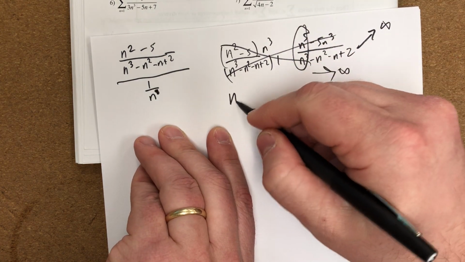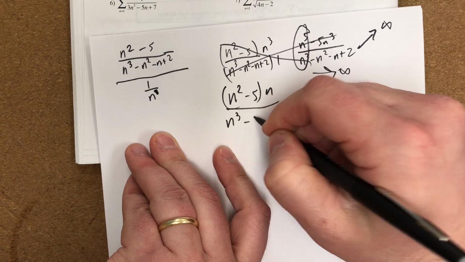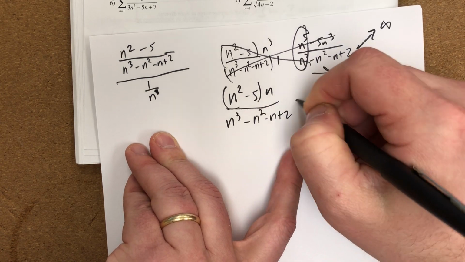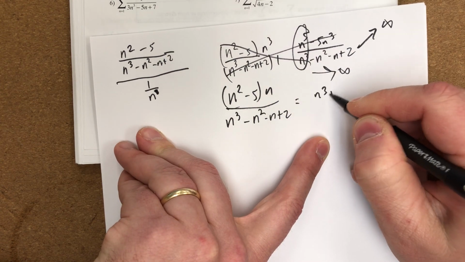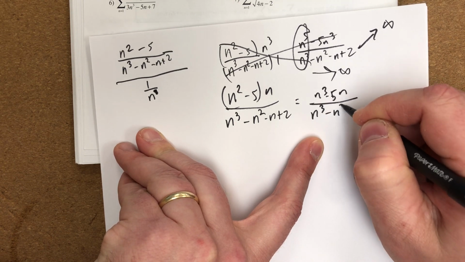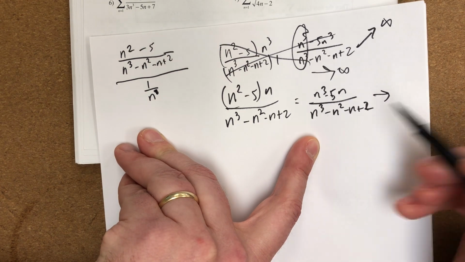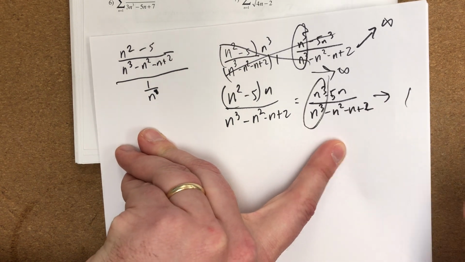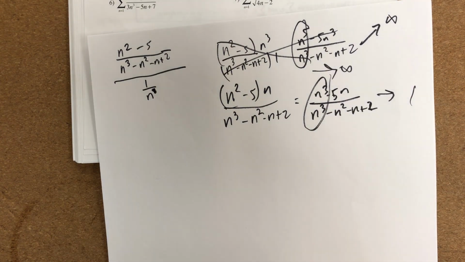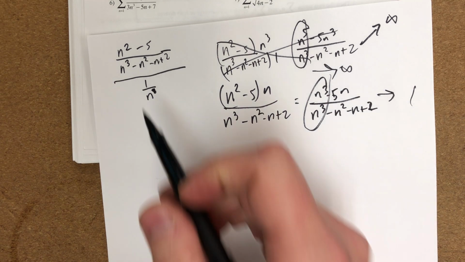So let's try that. So n squared minus 5, we're going to multiply that by n instead of n cubed. So that's going to give us n cubed minus 5n over n cubed. See where I'm going now? N squared minus n plus 2. As we go out to infinity, this is just going to 1, right? We only care about the biggest term. It's going to 1. So they behave the same. Hey, what does 1 over n do? 1 over n diverges. So does this.